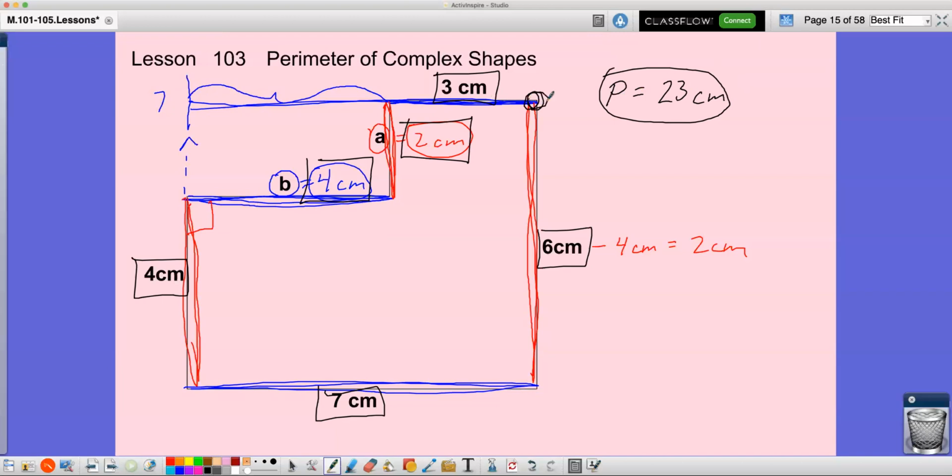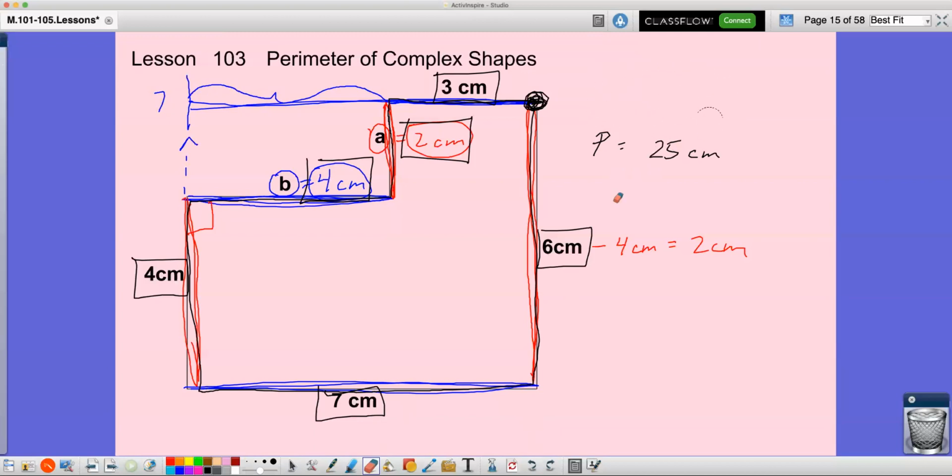So if we started, let's say right here, and we went this way, it'd be 6, 13, 17, 21, 23, and 25. Wow, good thing I did that again. It'd be 25 centimeters. I must have missed one of those. So the perimeter equals 25 centimeters, not 23. So just keep that in mind. You're just adding up all those sides. It's not 23. Just made an addition error there.